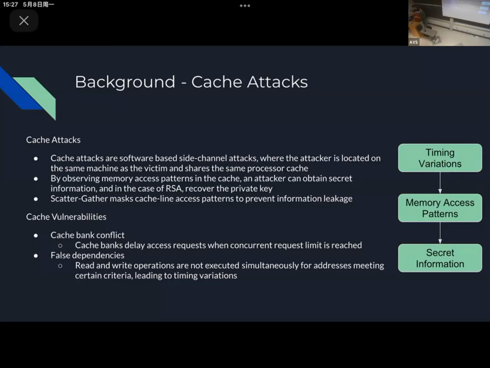And there are basically two flavors of this attack, exploiting two different vulnerabilities. One is cache bank conflict, where essentially there is a limit to the number of concurrent access requests that a given subdivision of the cache can service at the same time. If you exceed that limit, some of the requests are delayed, which creates a timing variation. The second flavor is creating false dependencies. Read and write operations can't be executed simultaneously if there's a certain amount of overlap in the addresses, in case there's a dependency. So you can create false dependencies and create a timing variation that way.